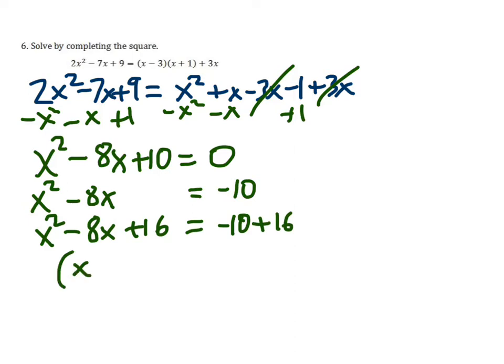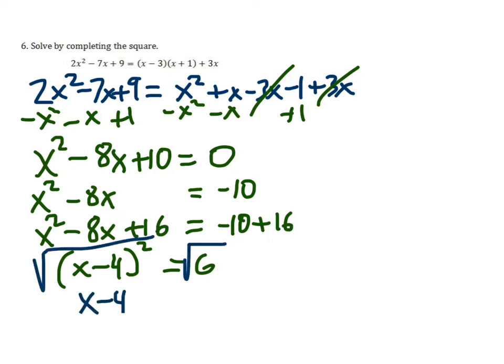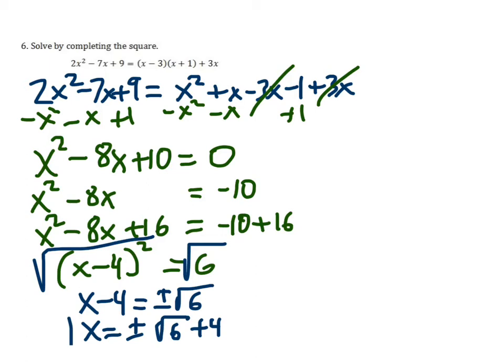This guy factors into x minus 4 squared. And this simplifies to 6. Then we're going to go ahead and square root. Square root. And we get x minus 4 equals plus or minus the square root of 6, which is 2 point something. And adding 4 to both sides gives us x equals plus or minus square root of 6 plus 4. And there is our solution. Remember, this is two answers. We have positive square root of 6 plus 4, that's one number, and negative square root of 6 plus 4.